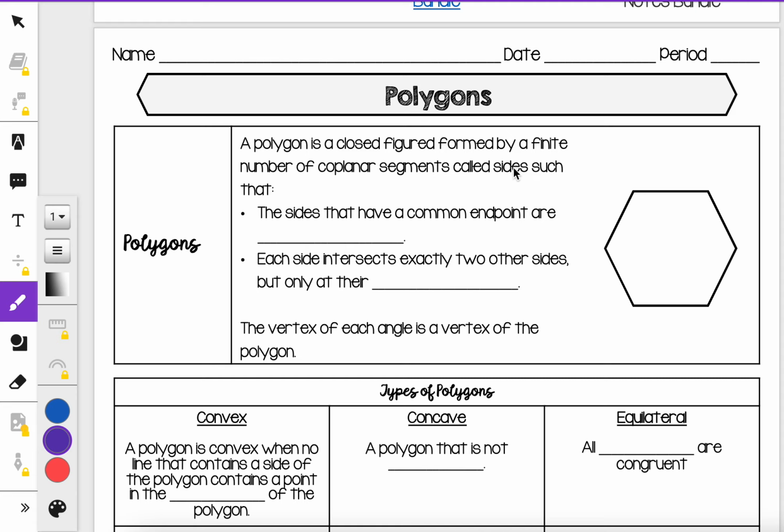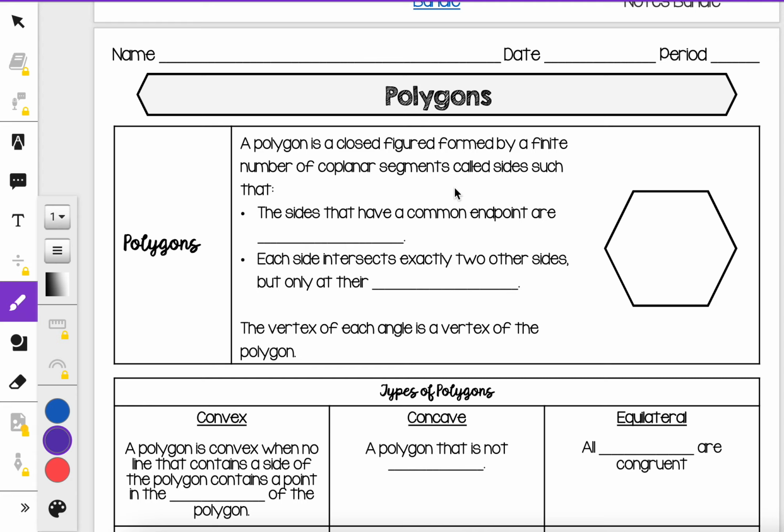A polygon is a closed figure that is formed by a finite number of coplanar segments called sides. Okay? So when we say that it's a closed figure, it means that all of these line segments are going to have endpoints that connect with one another. So it's going to be a closed shape. And when we say that it has a finite number of coplanar segments, it says that we have a certain number of segments that we can count. It's not an infinite number of sides that all lie on the same plane.